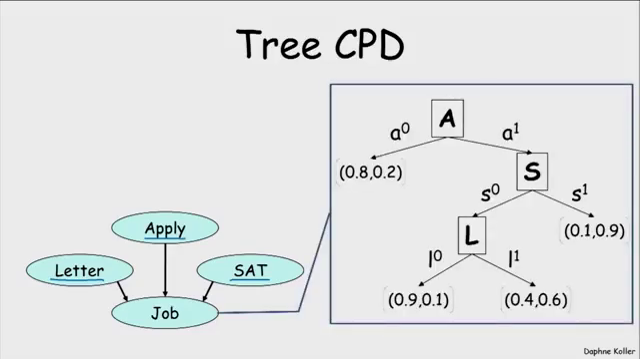So here we have a tree structure that you can think of as a branching process, where the distribution over job looks at some variables and then decides what the distribution might look like. So, for example, initially the dependence is on whether the student chooses to apply for the job or not.